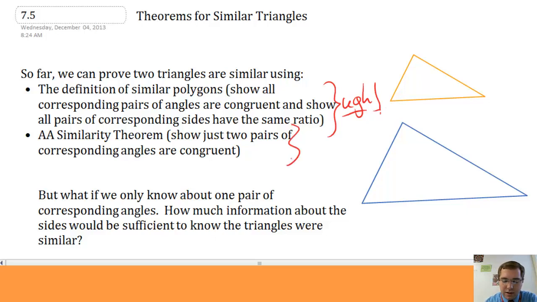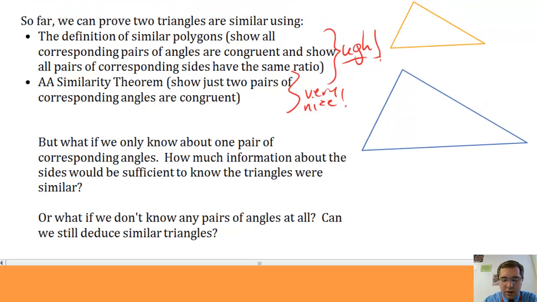Well, very nice. 2 things. That's all I have to show. That's great. But what if we only know about one pair of corresponding angles? What if we don't know that two pairs are congruent? What if we only know that one pair is congruent? How much information about the sides would be sufficient for us to know that the two triangles are indeed similar? Do we need to know all 3 pairs of sides are congruent?